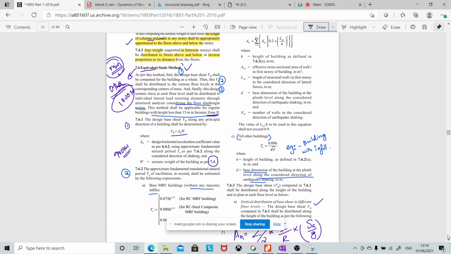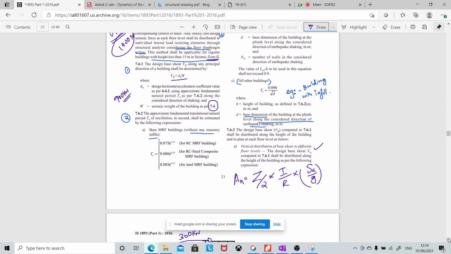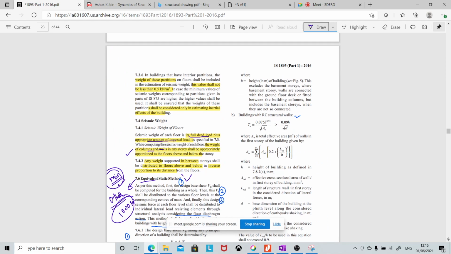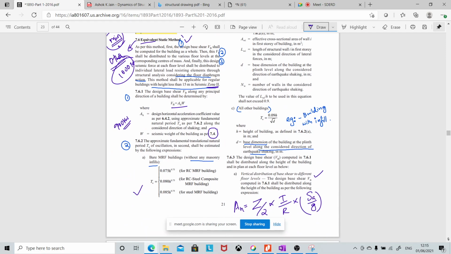If you go to the code, different time period formulas are given. For a bare frame without masonry infill, these formulas have to be used. For different classes of buildings, many cases are given, and there is something known as other buildings. Other buildings means when we have a building with infill, in that case we have to make use of this formula, that is other building.